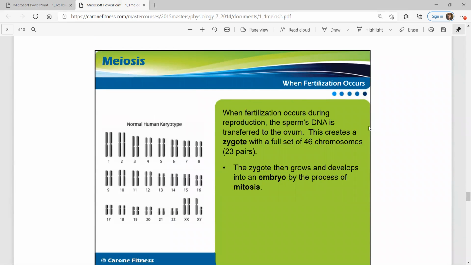When fertilization occurs during reproduction, the sperm's DNA is transferred to the ovum. This creates a zygote. And this zygote has a full set of 46 chromosomes, which is 23 pairs of chromosomes. The zygote then grows and develops into an embryo by the process of mitosis. So now we're back to mitosis.